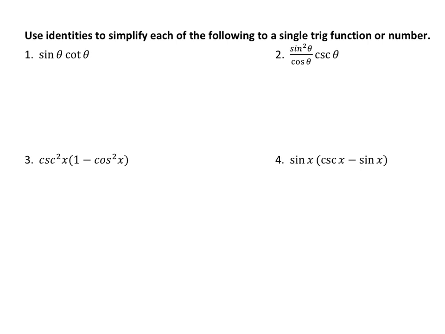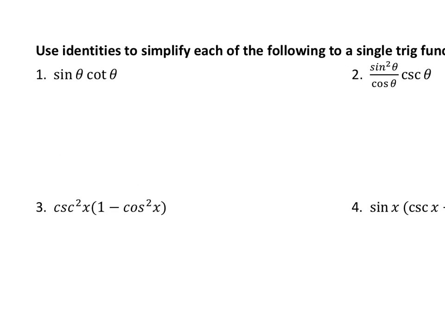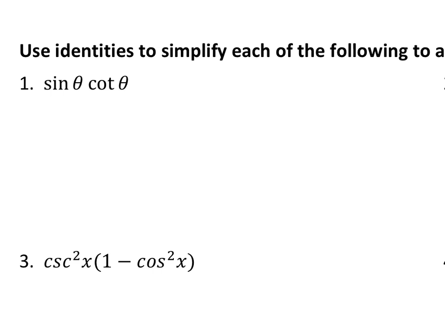We have number one that says sine of theta, cotangent of theta. And we want to simplify them using identities into a single trig function or a single number. So we're trying to simplify here. The only things you can use are the reciprocal identities, the quotient identities, or the Pythagorean identities, and maybe factoring and multiplying. Okay? So we want to start trying to create ways that things cancel or change into different trig functions so that I end up with only one trig function at the end.